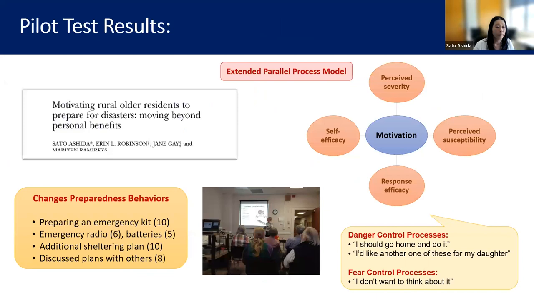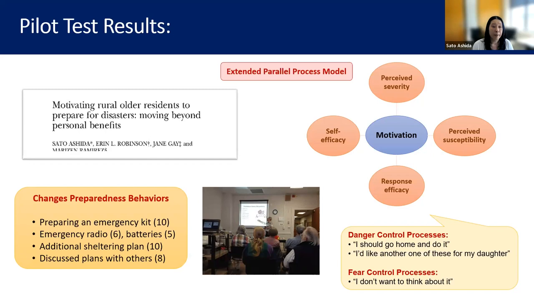And the results of our pilot study show that the theoretical basis of the program really worked. For example, the program was designed to motivate older adults to become prepared by increasing their perception of susceptibility, that they could encounter disasters, self-efficacy, or their belief that they can become prepared, and response efficacy, the belief that being prepared can lead to better outcomes.